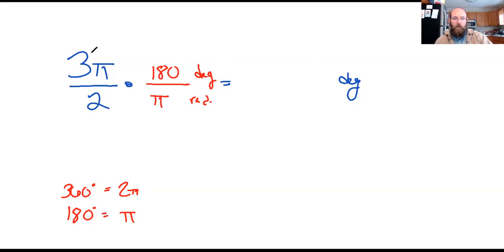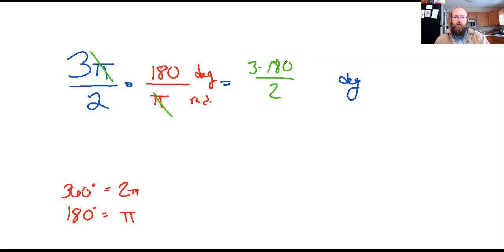Fortunately for us, we have a lot of stuff that cancels, right? Pi cancels with pi. Sweet. So now I have 3 times 180 over 2. I should obviously simplify this. So there's a couple of ways I could do it. I could try and simplify the 3 and the 2. Doesn't work. I can multiply 3 and 180, but that's kind of a big number. Or I could divide the 180 by 2. I could do that because it doesn't necessarily matter the order. So I'm going to simplify the 180 and the 2 first.